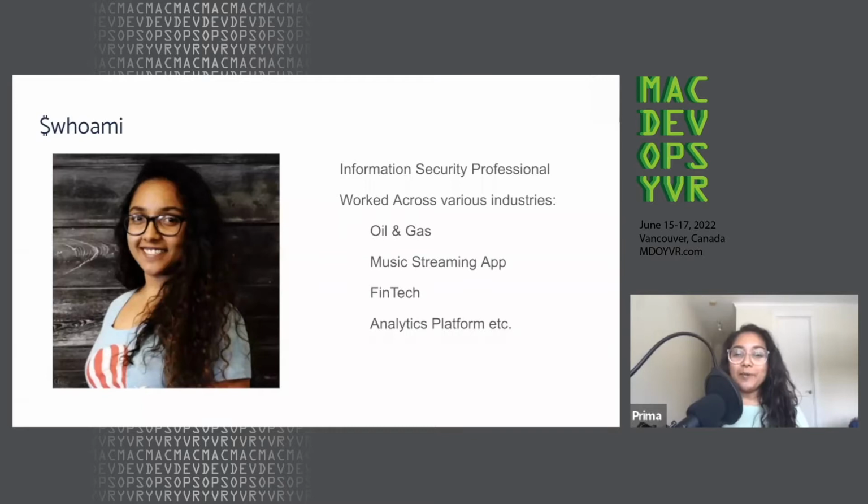So, I'm an information security professional. I've been in the security industry for the past decade now. I've worked across a variety of industries, including but not limited to oil and gas, music streaming, fintech, analytics platform, and so on. I am a part of Twilio at the moment by virtue of being employed at Segment, which got acquired by Twilio in 2020. And I've been with Segment Twilio ever since.